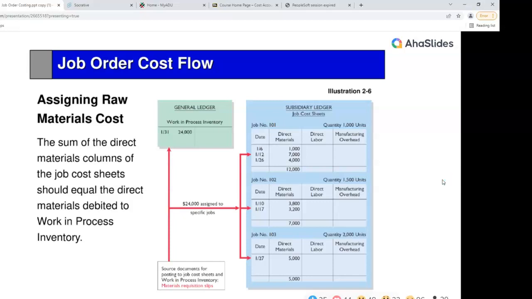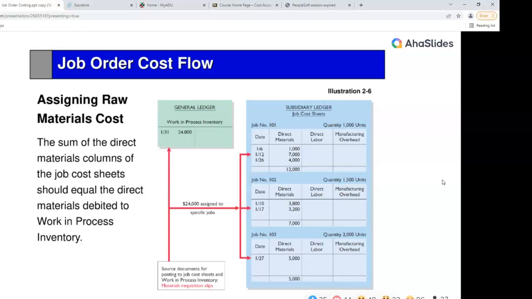Here's the general ledger, a debit to work in process. Here are the 3 jobs on the floor, 101, 102, 103, and this is for the period of January. Job 101, the 6th of January, there was 1,000. The 12th of January, 7,000, and so on. So there's 12,000 of that 24 that went to job 101. 7,000 of that 24 went to job 102. So that's 19,000. The other 5,000 went to job 103, and there are the dates.